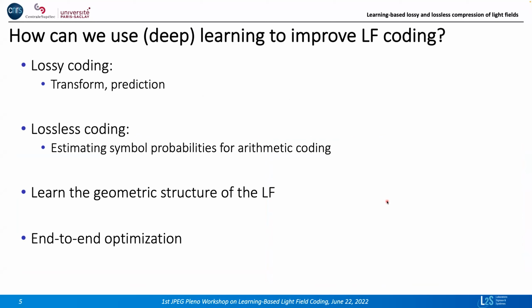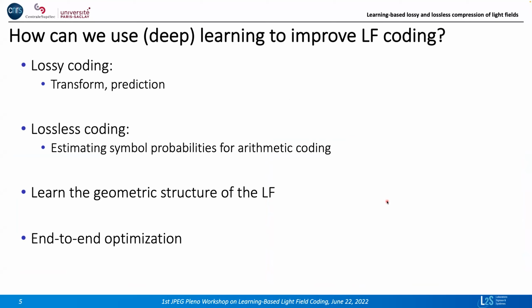The goal of this talk and the work we did, when we started a bit more than 3 years ago as the PhD thesis of Milan Stepanov, was to ask: how can we use learning, and in particular deep learning, to improve the coding of light fields?